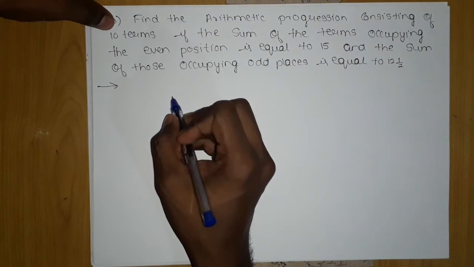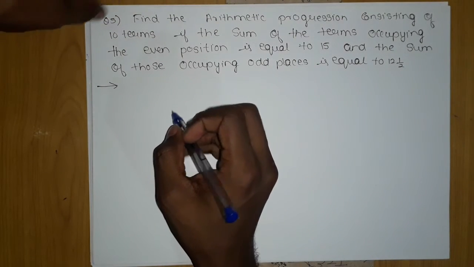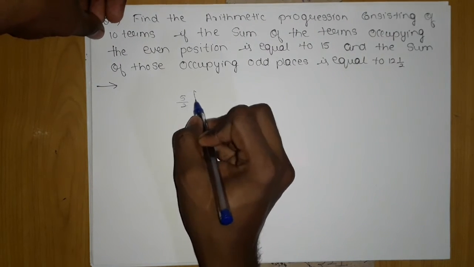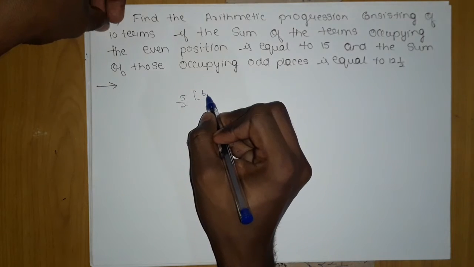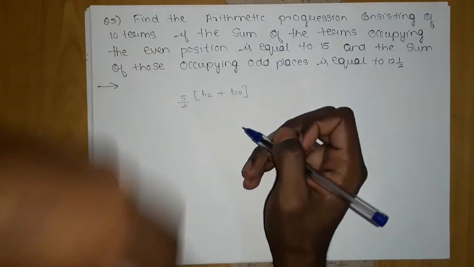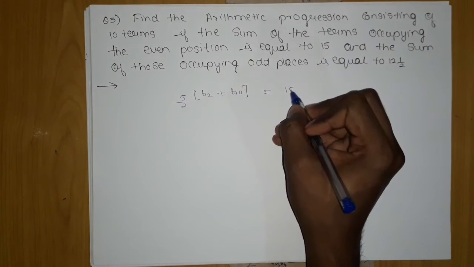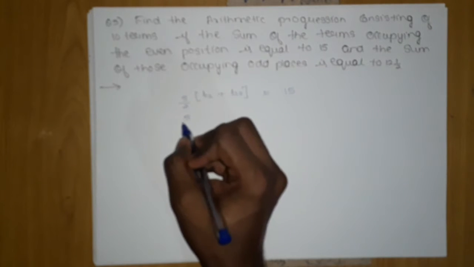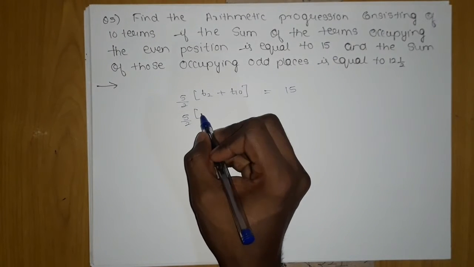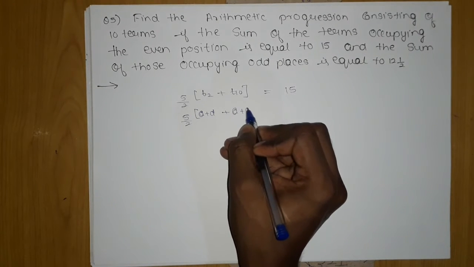Okay, the sum of odd positions, so 5 will be odd, 5 will be even. So the sum of even positions is 15. So 5 by 2 into the even positions will be t2 plus t10. These are the first and the last even positions, and this is equal to 15. So 5 by 2 into a, t2 will be a plus d, and t10 will be a plus 9d.